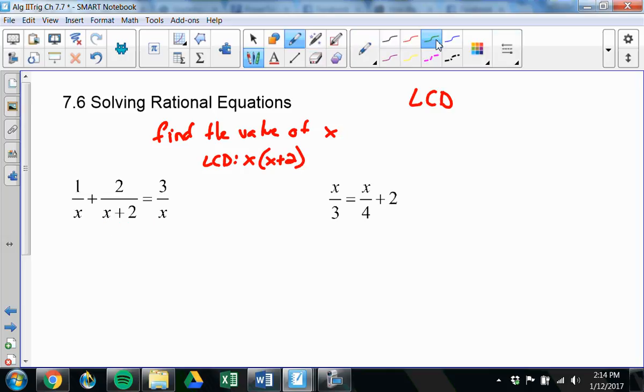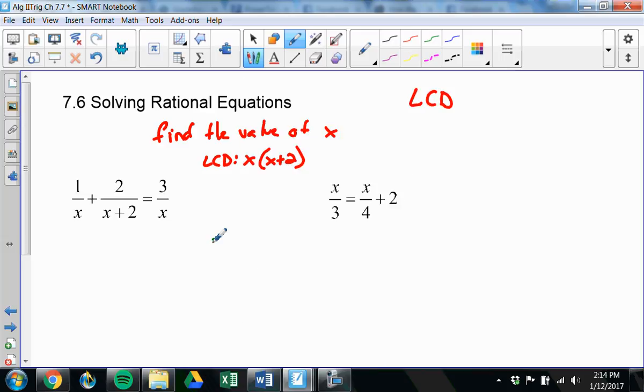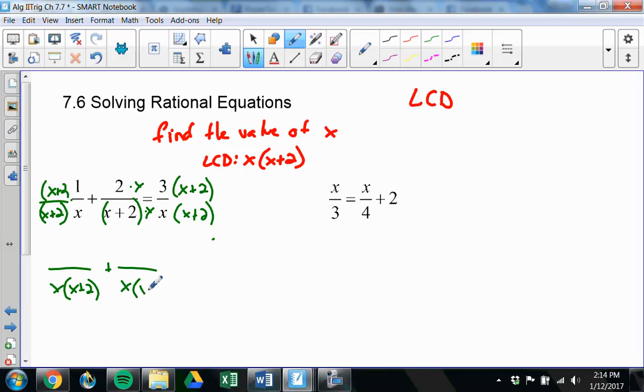So I look at each individual piece and I ask the question, what does each individual little piece need? This needs an x plus 2 on top and bottom. I'm multiplying by 1. This just needs an x on top and bottom. And this also needs an x plus 2 on top and bottom. Now everything on the bottom has an x times x plus 2. It's very important that you get everything to have a common denominator.